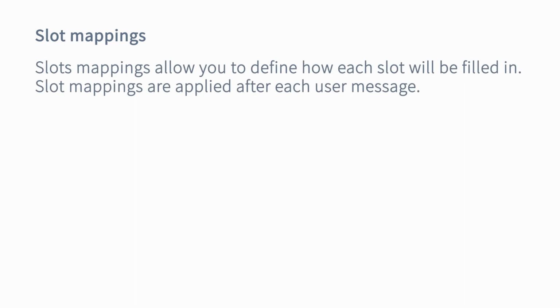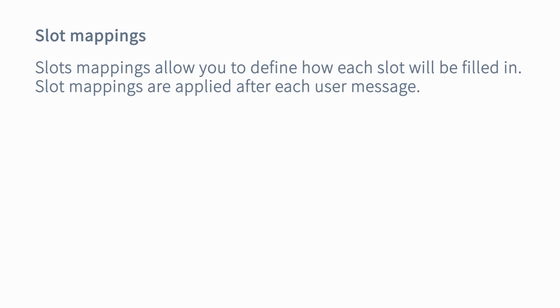Now let's talk about slot mappings. Slot mappings is a very powerful feature in Rasa Open Source, which allows you to define how each slot will be filled in. So for example, if you want specific slots to be filled in with the values of specific entities, you can define that behavior with slot mappings. Or you might want to add additional constraints, for example, use only specific intents to fill in the slots, etc. In general, slot mappings are applied after each user message as the conversation goes.